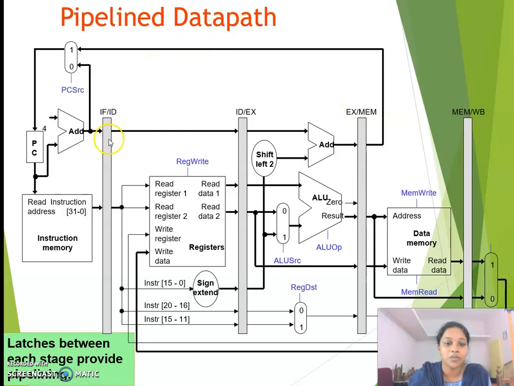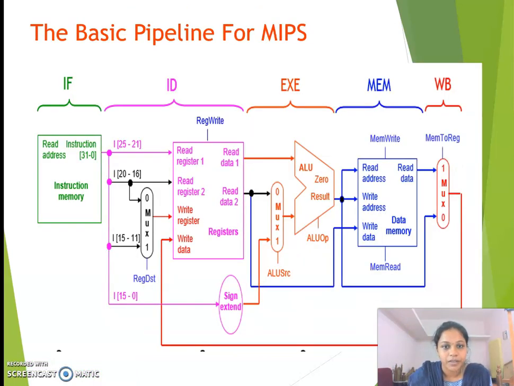In a pipelined data path, what we need is a latch, that is a buffer, in between every stage, so that the intermediate result from the previous stage can be stored and it can be utilized. We'll see why this buffer is needed in the examples later. Okay, so now this is the basic pipeline for MIPS. This is the instruction fetch, instruction decode part. This is the execution part. This is memory, and this is write back part.